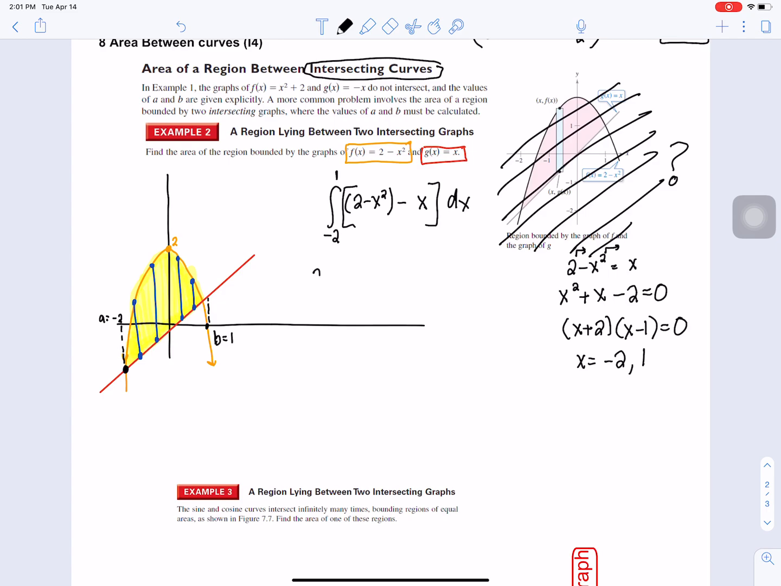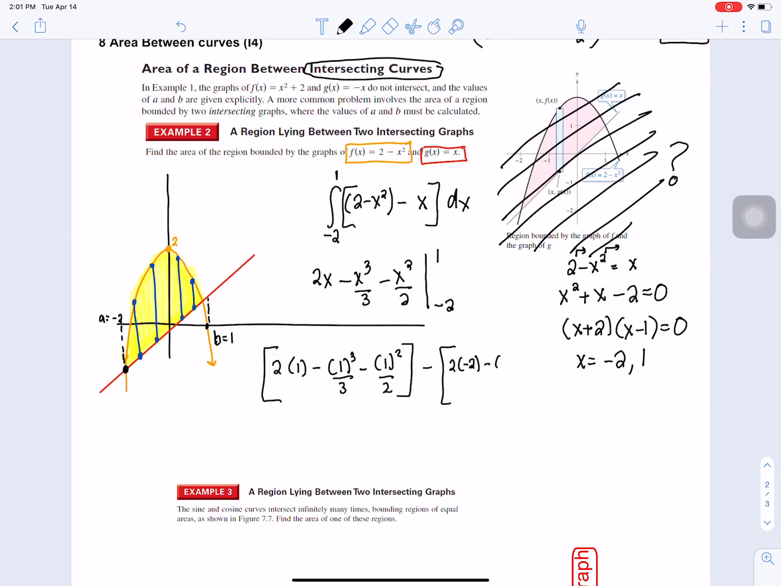So let's clean this up and integrate. So 2x minus x cubed over 3 minus x squared over 2. We would want to evaluate that from minus 2 to 1. Sub in the top limit. Take that expression minus, sub in the bottom limit, which is 2 times negative 2 minus negative 2 cubed over 3 minus negative 2 squared over 2. And then whatever the result of this expression equals, which I did not work out, would be the answer to that area in yellow.